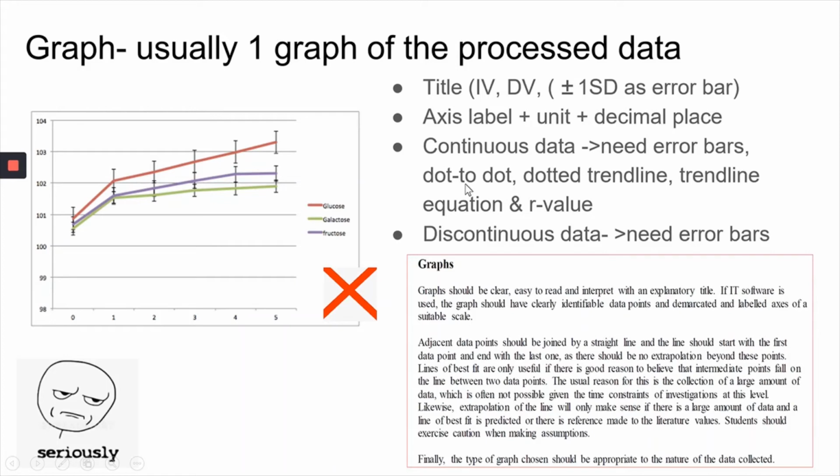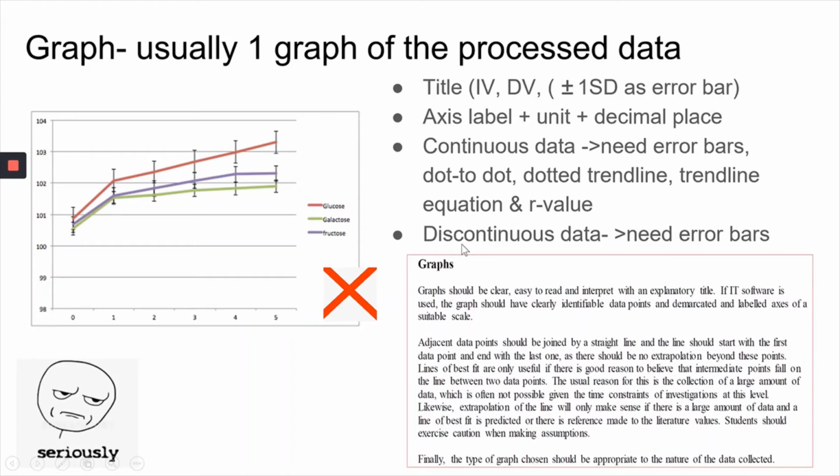And then you need to have a solid line, dot to dot, okay, dot to dot. And then in theory, you should have a dotted trend line, trend line equation and R values, okay? You can see in the next few slides what a good graph looks like.